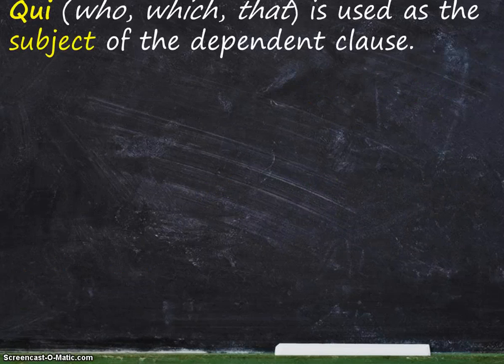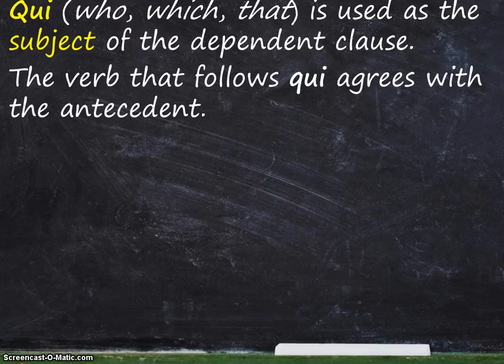Here, qui, which means who, which, or that, is used as a subject in the dependent clause. So it's very important. You understand? Qui is used as a subject in the dependent clause. It's very, very important. So usually the verb that follows qui agrees with the antecedent. Okay, so the verb that follows qui agrees with the antecedent. Let's go ahead and do some examples.